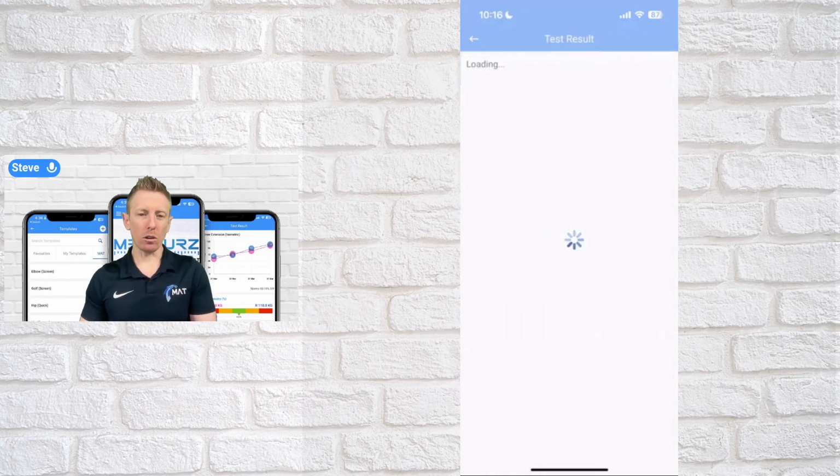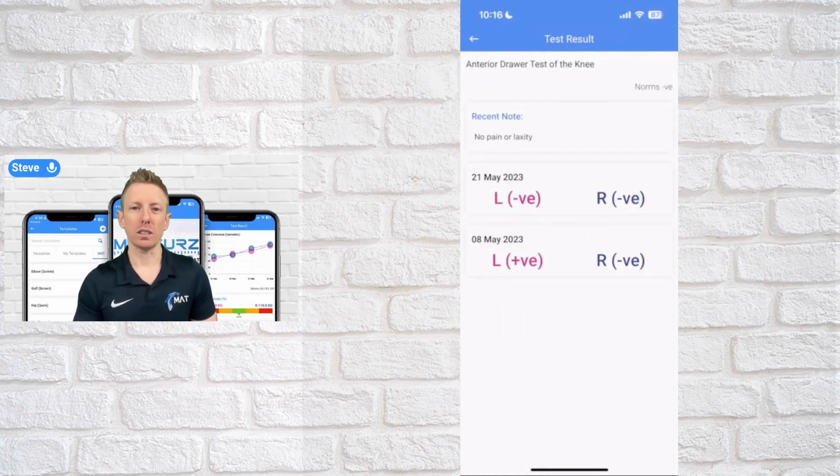When we have a look at our orthopaedic test, in this case we're looking at the anterior draw test of the knee. It's a simple negative, positive, or unsure. Okay, so that's going to display there, and you'll see each of the testing results there displayed over time. You'll also see the notes, which again have been added in there using voice to text, which is really quick and easy.